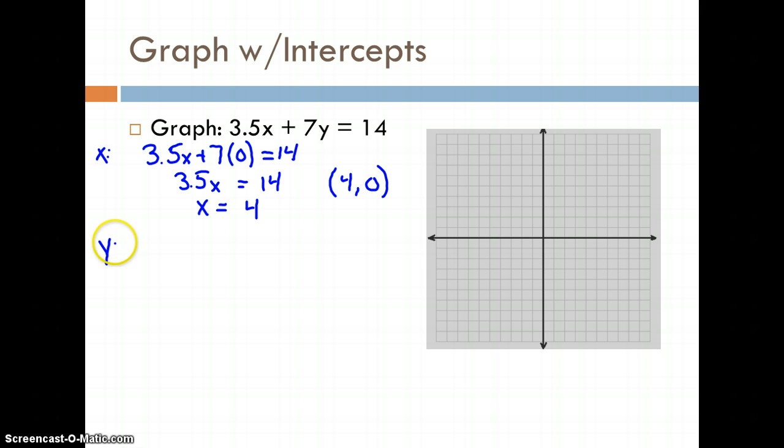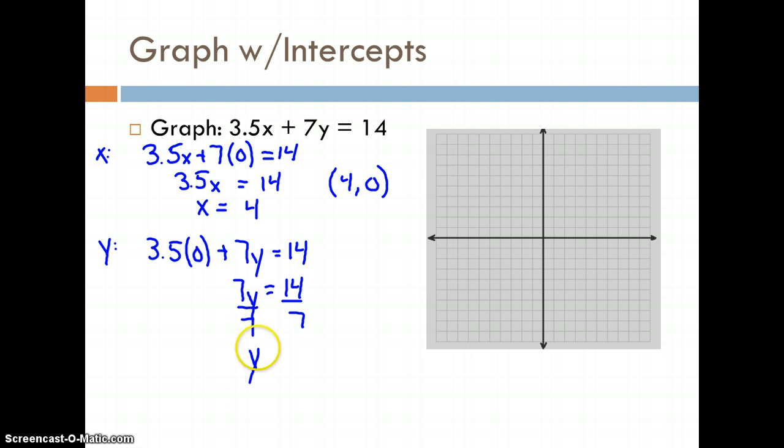If I want to find the y-intercept, I make x 0. So I have 3.5 times 0 plus 7y equals 14. 7y then is equal to 14. Divide both sides by 7. I get y equals 2. So I have the point (0, 2).